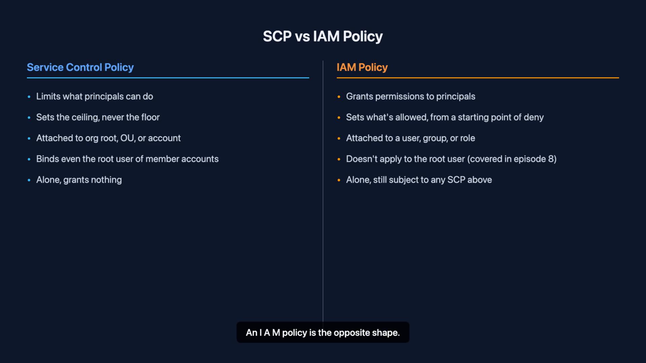An IAM policy is the opposite shape. It grants permissions, starting from a baseline of deny, as we covered in episode 8. It attaches to a user, group, or role, and it doesn't apply to the root user of its account. And even when an IAM policy says yes, the request is still subject to any SCP sitting above it in the org tree. Both have to allow it for the action to succeed.